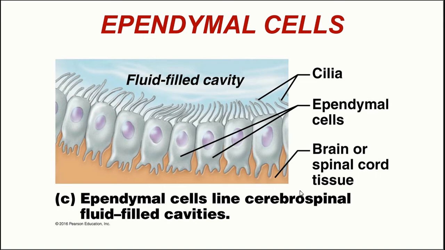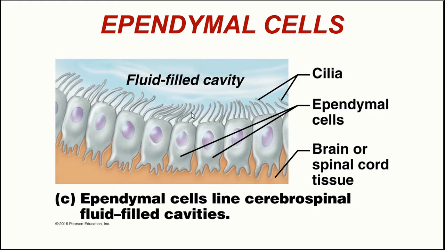Cerebrospinal fluid is also found within the center of the spinal cord, as there's a thin channel that runs down the center of the spinal cord. So we see cerebrospinal fluid there as well. The role of these ependymal cells that line the walls of these cerebrospinal fluid filled cavities is that they help to move the cerebrospinal fluid through the ventricles and within the ventricles.